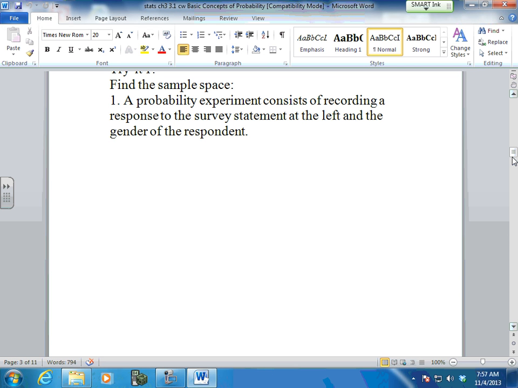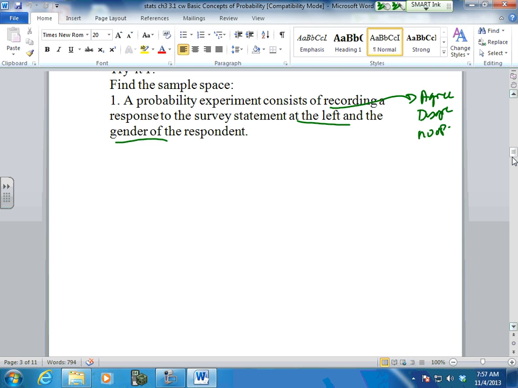Okay, so we're going to do this, and we're going to do the survey at the left and the gender. What choices are there at the left? Look at this: agree, disagree, no opinion. So, how do I get this started? I need to do a sample tree on combining these two things. What is the probability that I'll have no opinion and be a male? What is the probability that I'll agree and be a female?